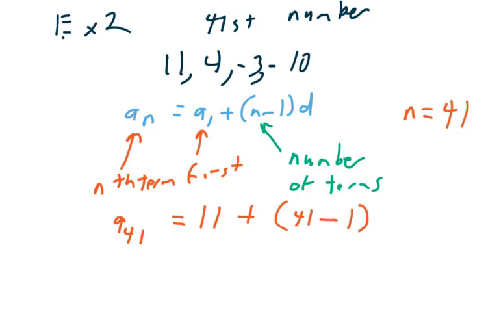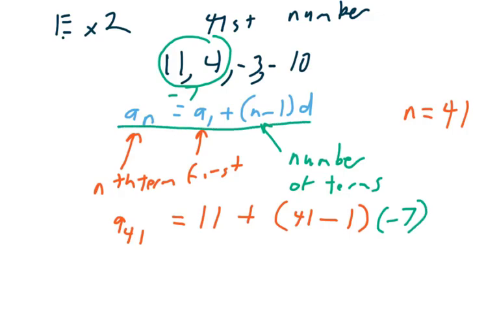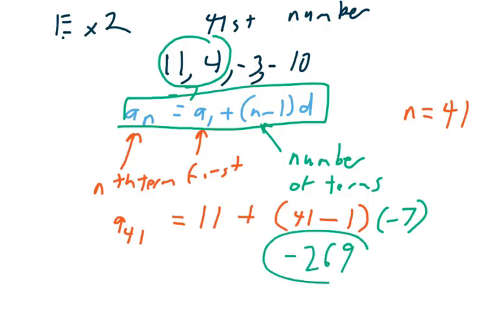So how do we get from 11 to 4? We subtract 7. So I put negative 7 at the end. So this is the formula that we're using for this problem and for part B. Plug it into the formula, and we got 11 plus 41 minus 1 times negative 7 gives me negative 269. That's the answer.